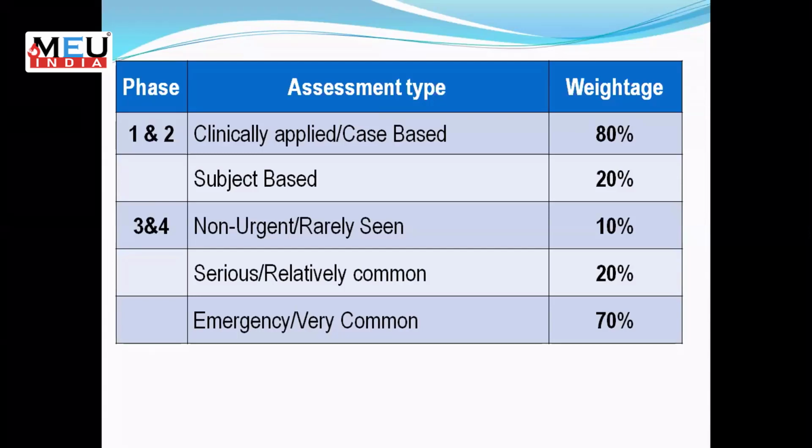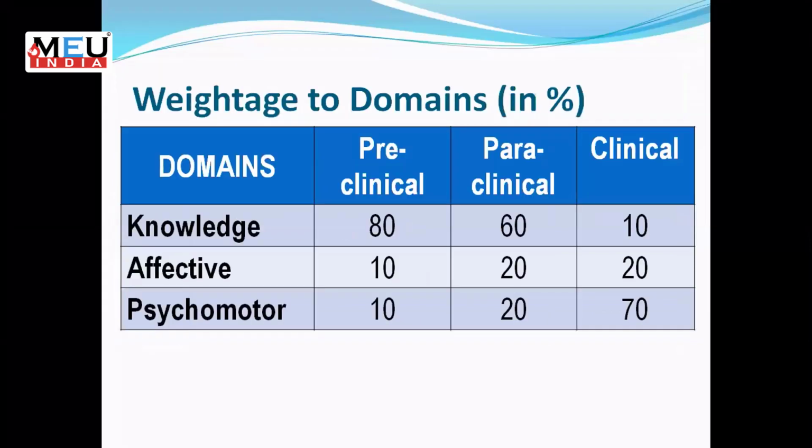And when it comes to the third and fourth phase, the weightage has been divided into 3. Rarely seen or non-urgent cases, 10%. The serious or relatively common, 20%. The emergency or very common cases, 70%. So that's how the assessment weightage can be divided among the phases 1 to 4. That is one, the phase-wise weightage.